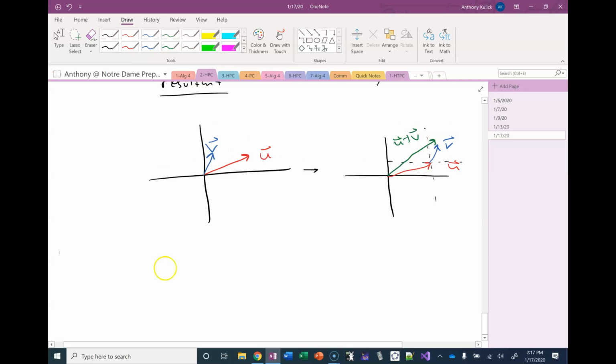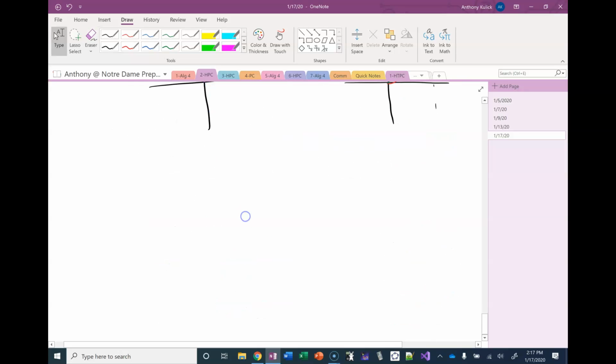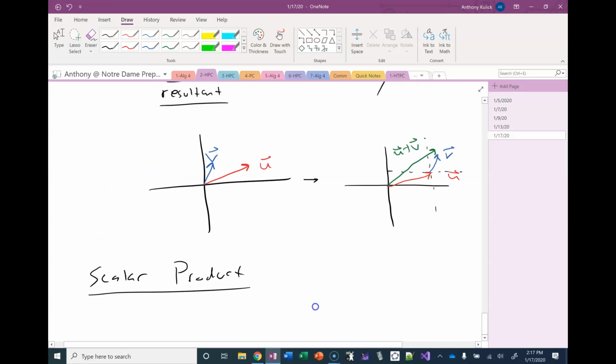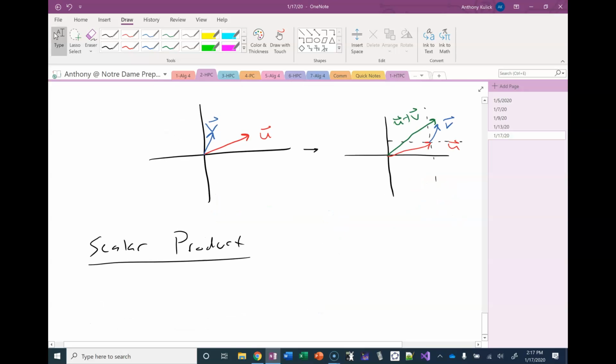The next one is the scalar product. So when I say the word scalar, what does this mean? Just a real number, right? Like 7, a half, square root 4, pi, whatever. Any real number is a scalar.